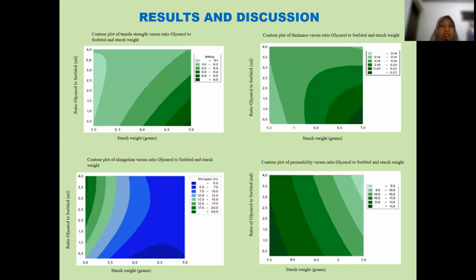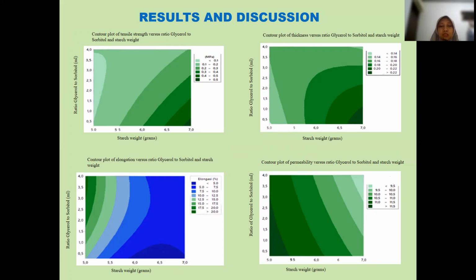The third image at the top right shows the best thickness result has the dark green color at a ratio of glycerol to sorbitol of 2 to 8 and starch weight of 7 grams. The increase in the concentration of the material in the suspension of the edible film causes the total amount of solid contained in it to increase, so that after the suspension is dried, the edible film obtained is thicker.